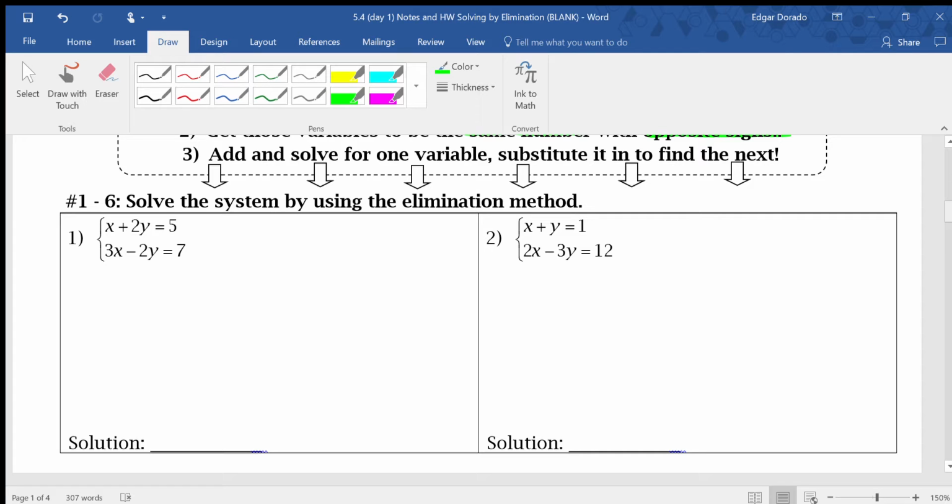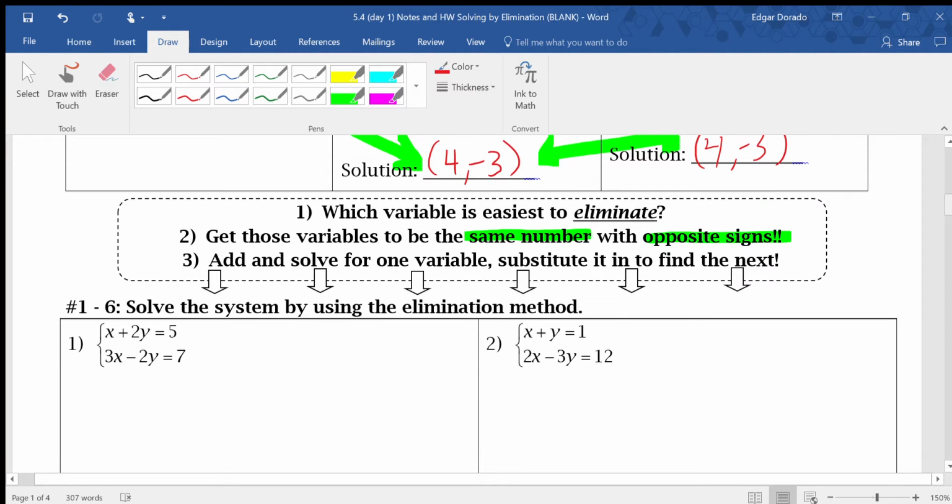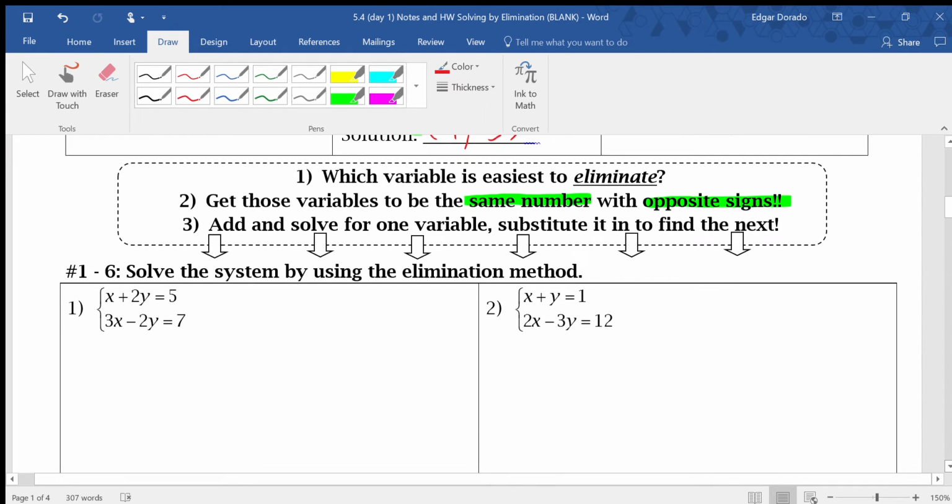Okay, so for 1 through 6, let's go ahead and go through the steps. First off, it says find out which variable would be easiest to eliminate. Well, let's look at our x's and let's look at our y's. So here's my x's. Here is my y's.